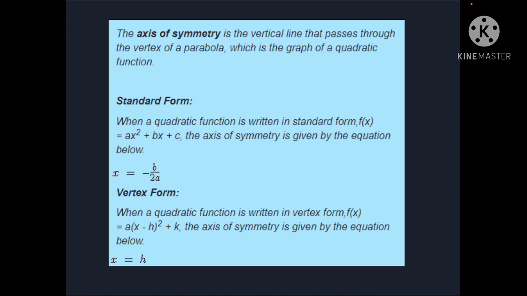We have many ways to find the axis of symmetry. In the standard form equation, which is ax to the power of 2 plus bx plus c, the axis of symmetry is given by this formula, negative b over 2a, which we use to find the x value of our vertex. But in vertex form, we use another formula. We use the formula x equals h.